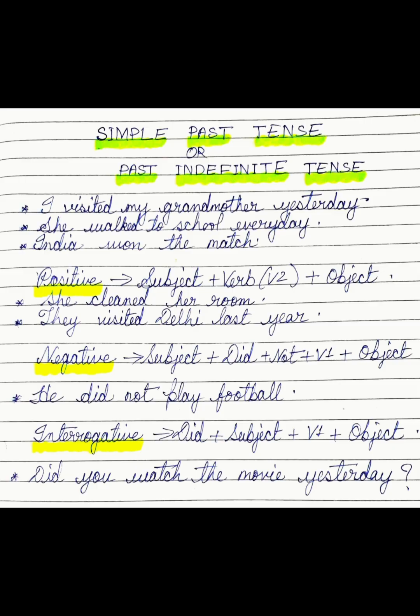Simple past tense. It is used to talk about an action that started and finished in the past. इसका मतलब है सिंपल पास्ट टेंस का प्रयोग ऐसे कार्य के लिए किया जाता है जो भूतकाल में शुरू हुआ और भूतकाल में ही समाप्त हो गया. Okay, now see its uses.